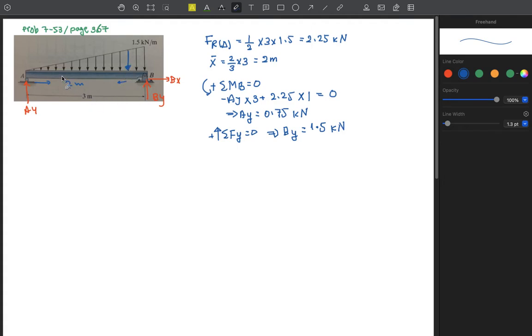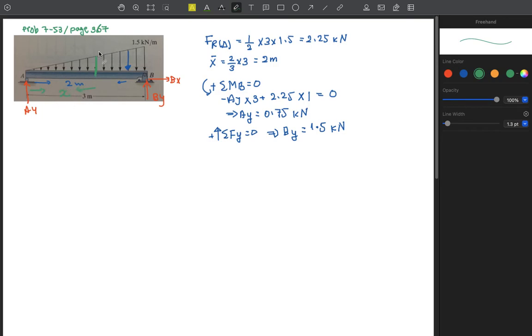Now, the condition for this loading is basically the same everywhere. So we need to take just one section anywhere and then find our equations of shear and moment. If we take a section here, let's use another color, maybe green, at this point, then the distance up to this point is x. We used to call it x.